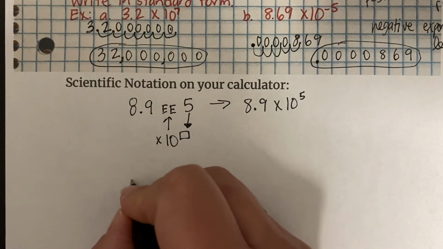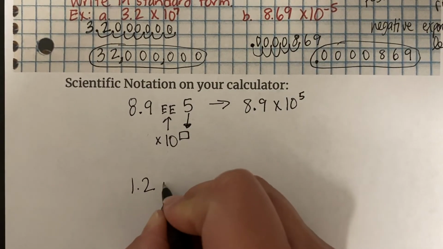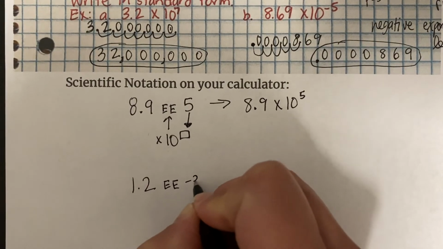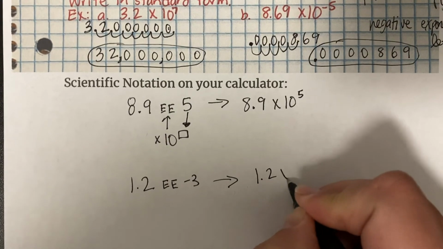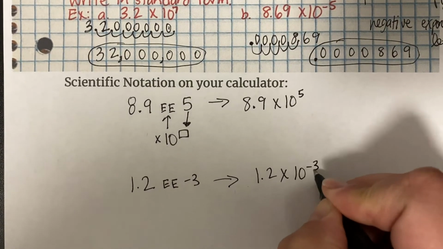Let's see. 1.2 EE negative 3. Okay, same thing. 1.2 times 10 to the negative 3.